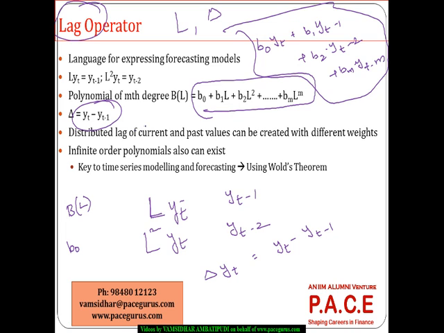So the distributed lag of the current and the past values also can be created with different weights. So b0 could be different, b1 could be different, b2 could be different. And this need not go only up to m, it can go even to the extent of infinity. And this is what becomes the key for a lot of time series models and forecasts, which we would be seeing at a later point, such as the GARCH model, ARCH model, ARIMA models, lots and lots of models that are used in forecasting. They become quite essential using the lag operators.